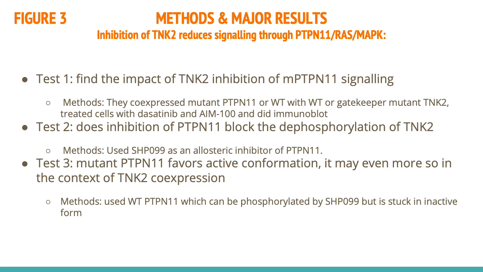The third test they did for this section is they thought because mutant PTPN11 favors the active conformation, it may even more so in the context of TNK2 co-expression. So the way they looked at this is they used wild-type PTPN11, which can be bound by SHP099, but it's stuck in its inactive form, and so it cannot signal the MAP kinase pathway. So let's look at the results for this one.